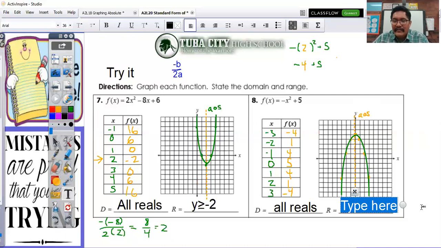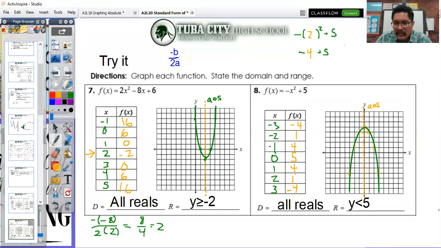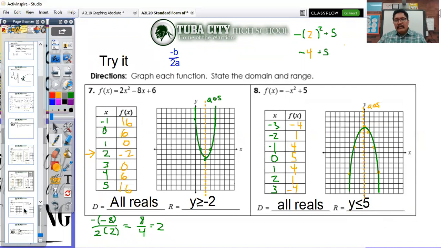All right, range. So range is any y value less than 5. But again, 5 is included in the table. So we make sure that we show that it's included by putting the or equal to below it. And we'll go ahead and go over this. We'll make this one the last slide, and then we'll continue this later.